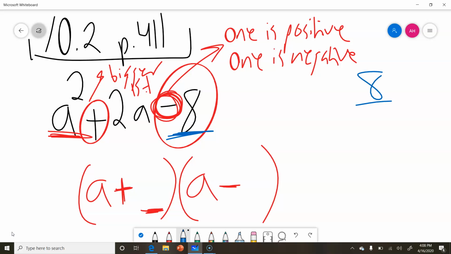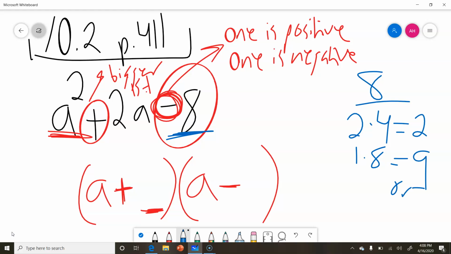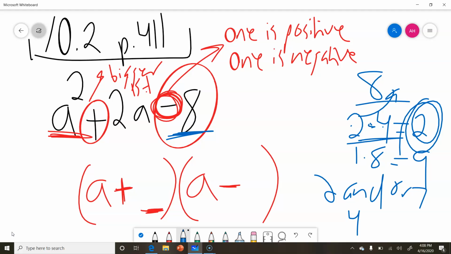Now we got to figure out what is going on with this 8 right here. What times what is 8? So I got 2 times 4, 1 times 8. Those are my options, right? So which one of those, when we add and subtract, is going to equal 2? Well, you already see it here, right? 2 times 4 is 8, and then when you add or subtract, you get a 2. Okay, so that means my numbers are 2 and 4.